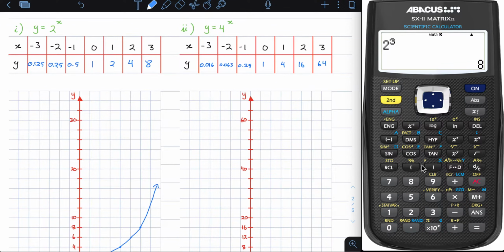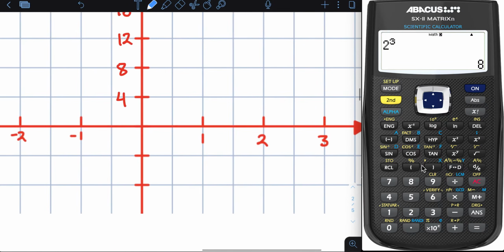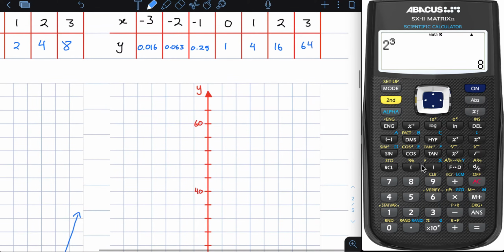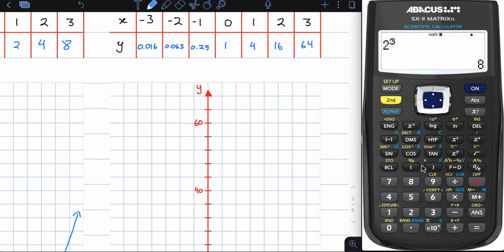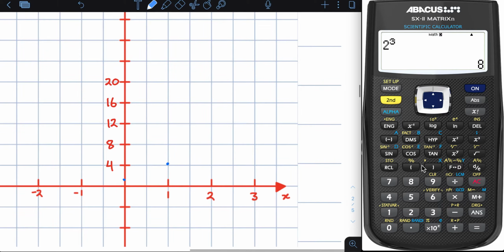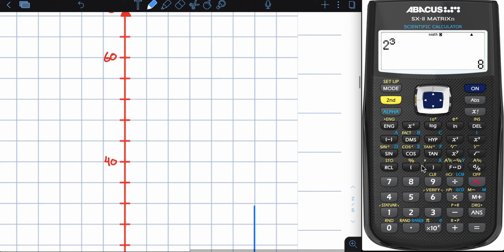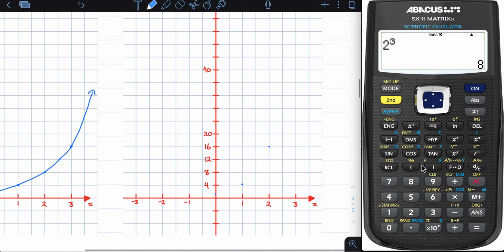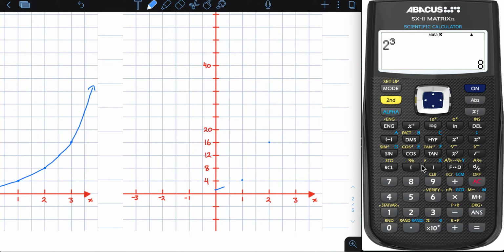Let's do it for this one as well. Let's do 2 at a time. 0, 1 would be about there. 1, 4. 2, 16, I believe. 3, 64, all the way up there. Notice how you can see. Let's just graph these ones first.